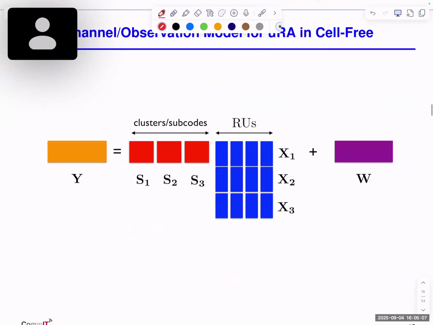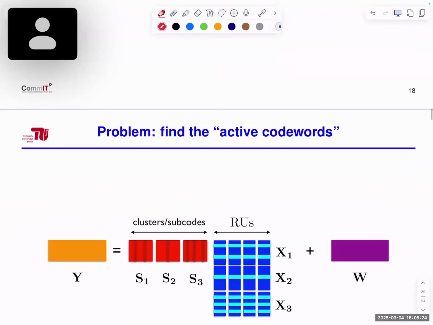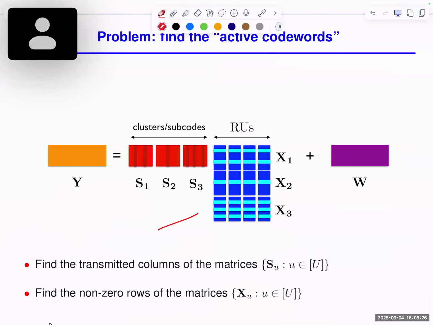So basically, this is the picture. We have the superposition of the sum of this product S1 times S1, X2 times X2, and the X's are these sectionized matrices with different variances, or the rows are zeros. And so our problem is to find the non-zero rows of this.